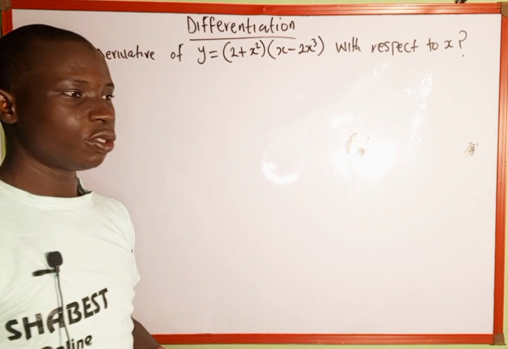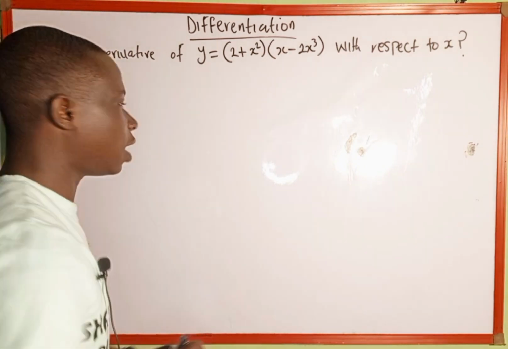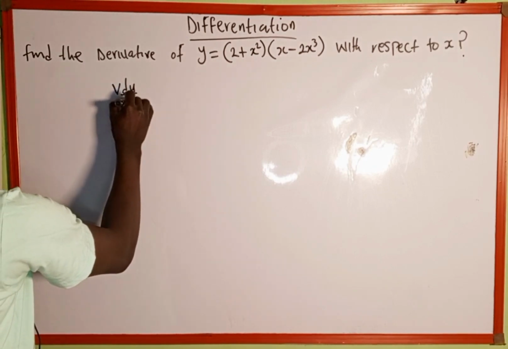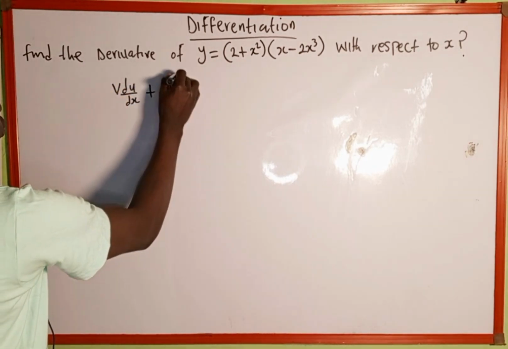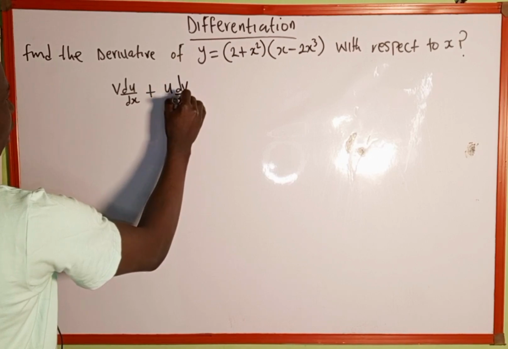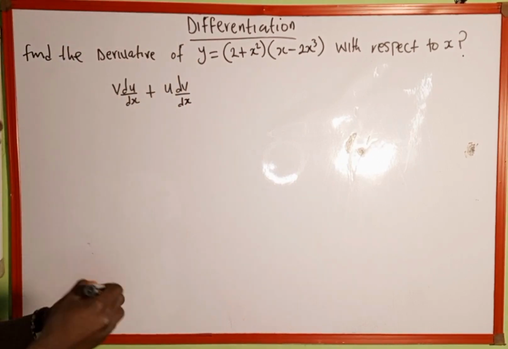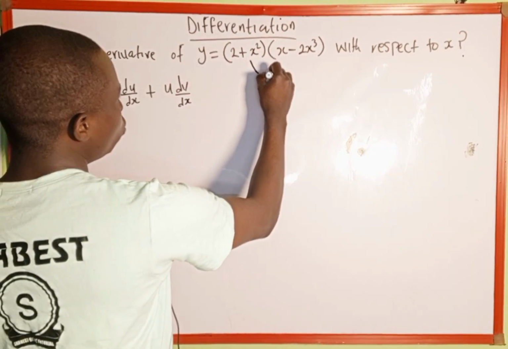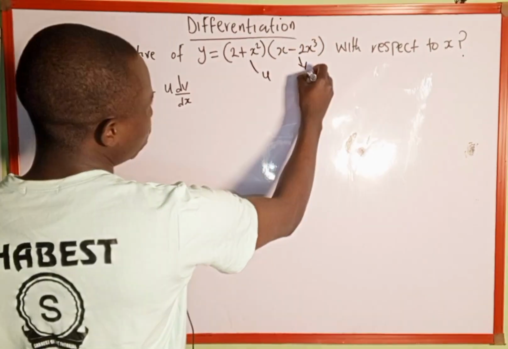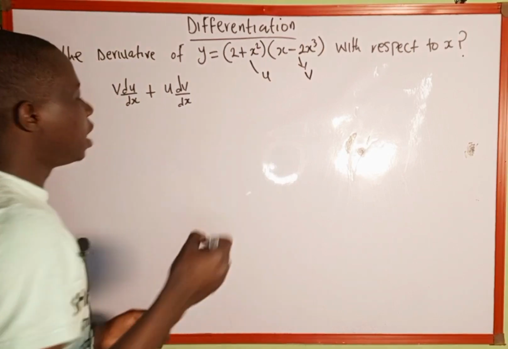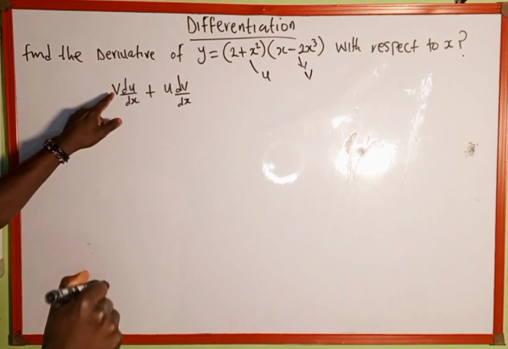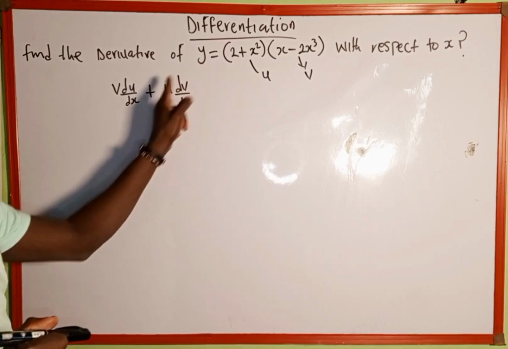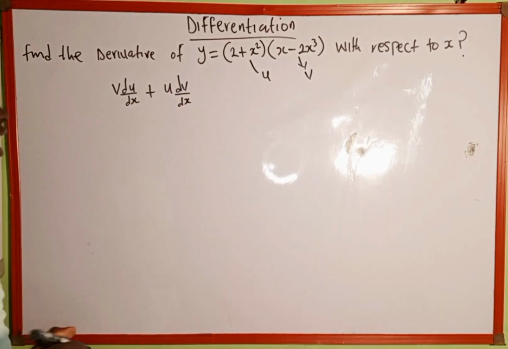The first thing we're going to do is to record the product rule formula. And the formula is given as what? v du over dx plus u dv over dx. So the first thing we're going to do is to let this first bracket be u, then this second bracket we let it be v. This formula implies we write v, then we differentiate u with respect to x, plus we write u, then we differentiate v with respect to x.